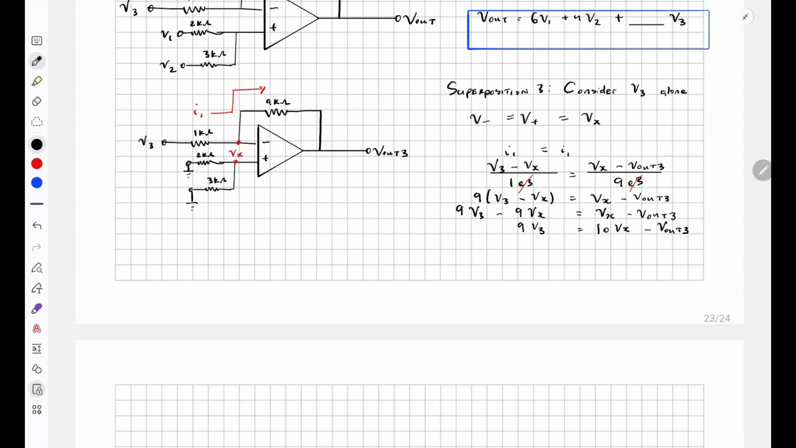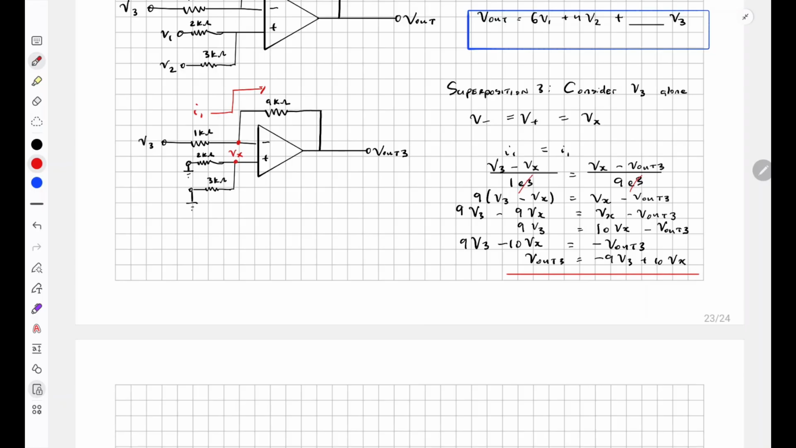Then, just solve for V out 3 actually. Okay, we'll just do it this way. 9V3 minus 10Vx. Actually, this would be better to solve for negative V out 3, and then V out 3 is equal to negative 9V3 plus 10Vx. I'm going to save this equation for now.